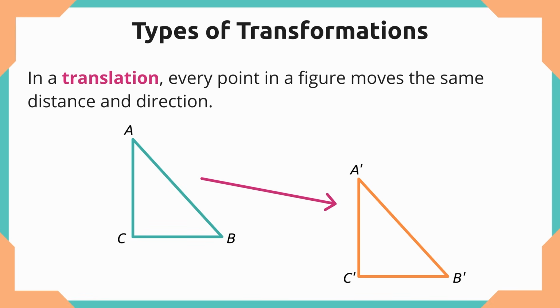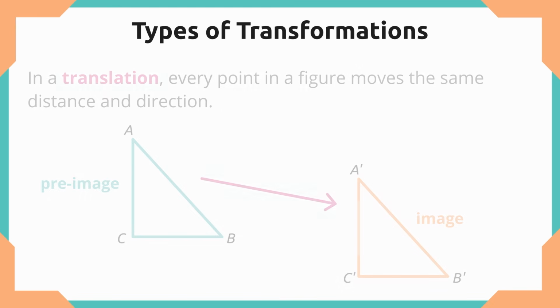When we label the new figure, we use the same letters but add an apostrophe, which we read out loud as prime. For any transformation, we call the original shape the pre-image, and the shape after the transformation the image.